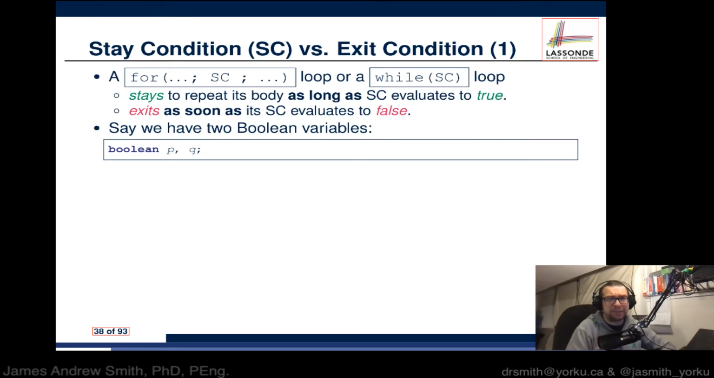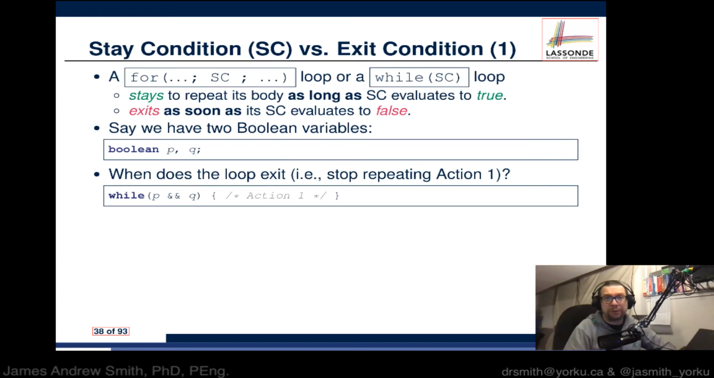So let's say, for instance, you've got two Boolean variables. These are like true-false variables. You've got a variable called p and a variable called q. So the question becomes, when does the loop exit? When does it stop repeating the action inside the body of the loop? For instance here, while, and in the parentheses you have one variable called p, another called q, and the logical AND in between the two. It says that both p and q need to be true in order for the loop to continue.